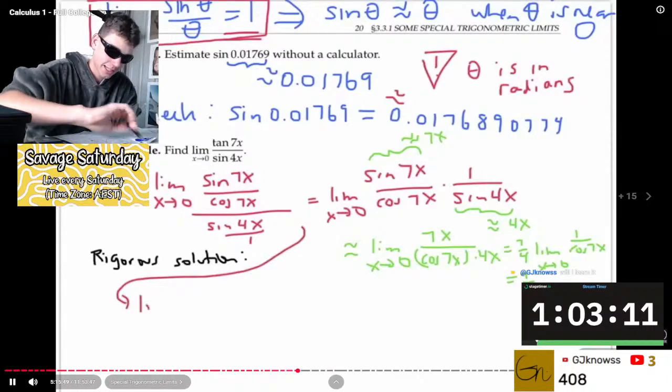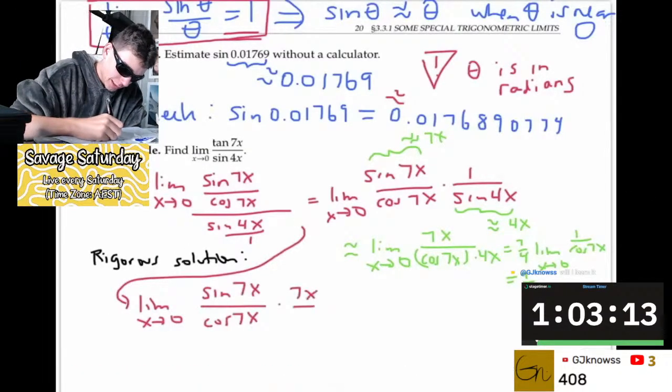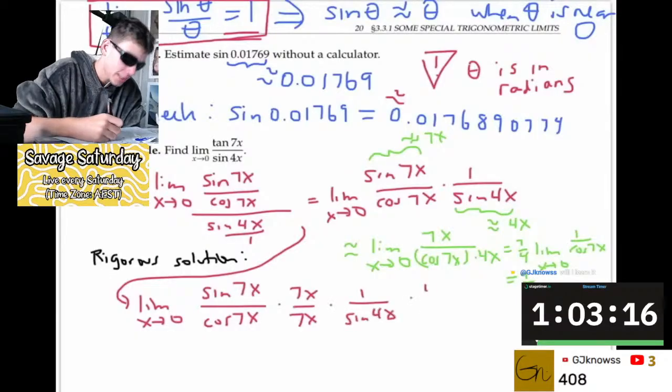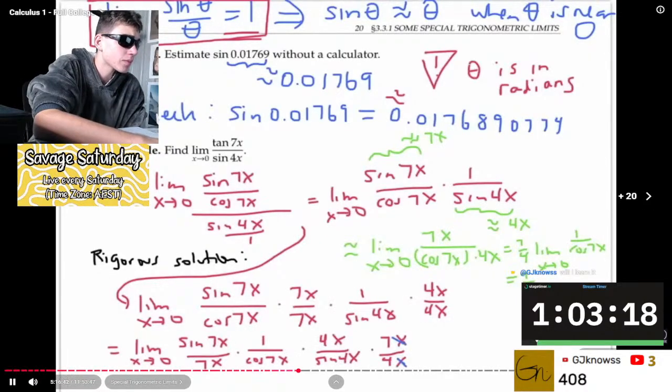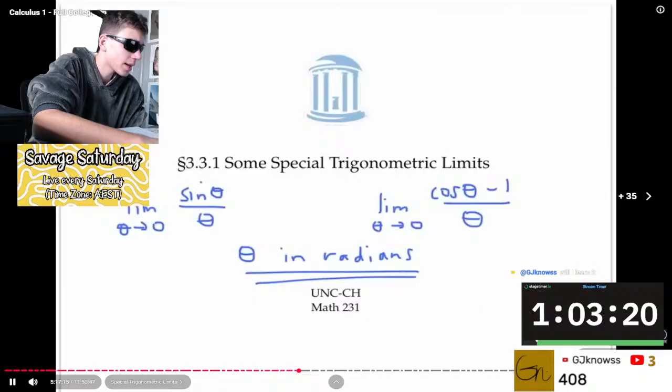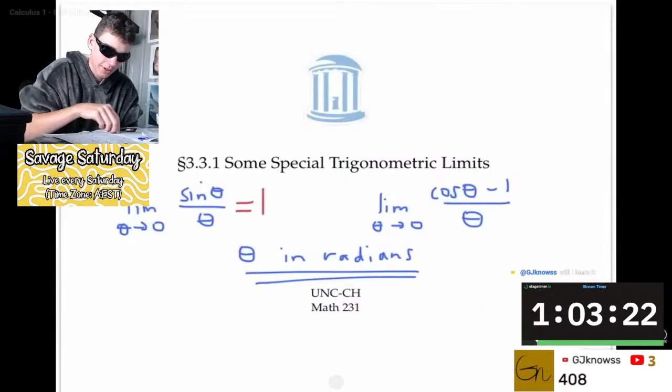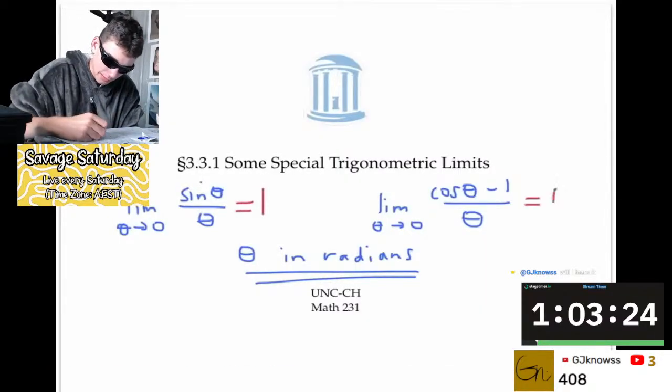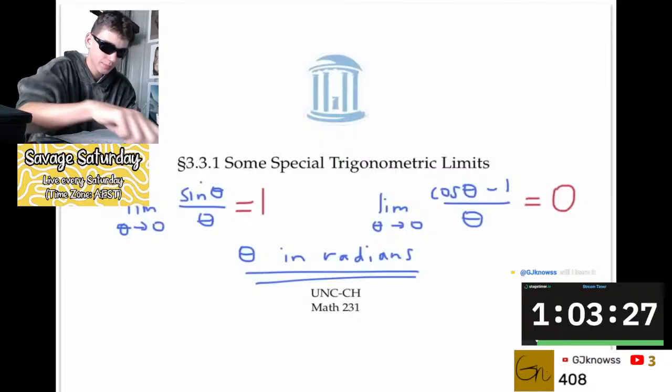I'm going to rewrite this limit by multiplying by 7x over 7x, and by multiplying by 4x over 4x. That hasn't changed anything. Now note that as theta goes to 0, the limit of sine theta over theta is equal to 1. And the limit as theta goes to 0 of cosine theta minus 1 over theta is equal to 0. There's a nice proof of these facts in a later video for this section.